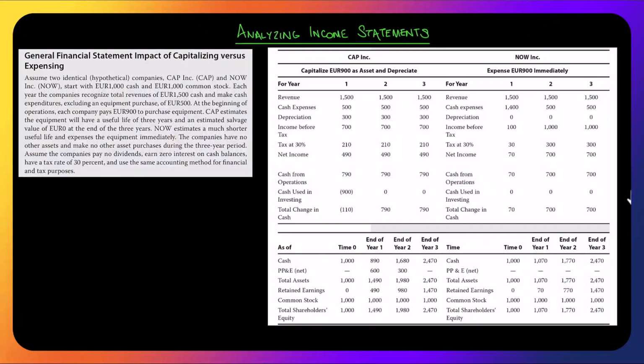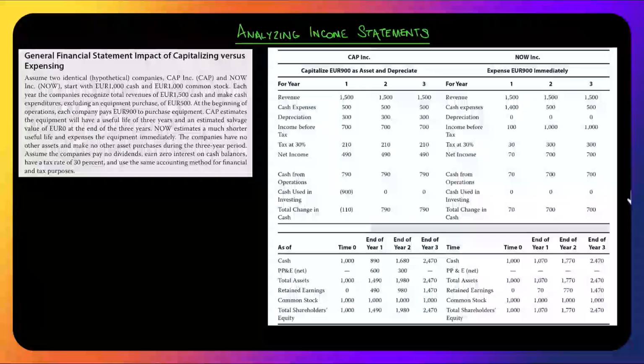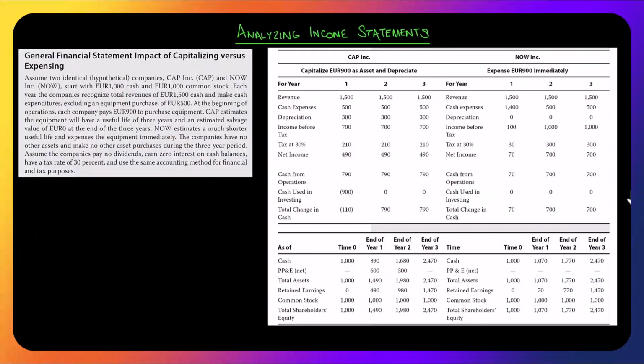What do we have? 2 companies, Cap and Now. What are we told? 2 identical hypothetical companies, Cap Inc. You can probably guess what Cap Inc. are going to do here. And Now Inc. start with €1,000 in cash, €1,000 common stock. Each year, the companies recognize total revenues of €1,500 in cash, make cash expenditures, excluding an equipment purchase of €500.